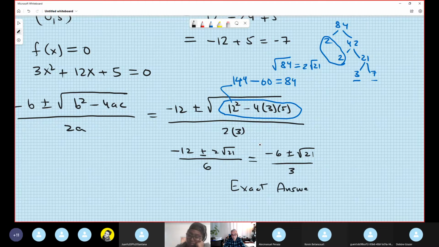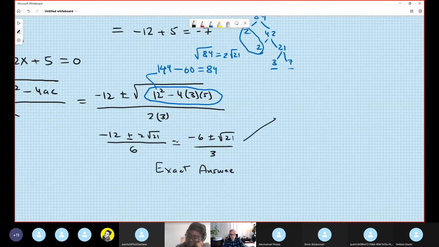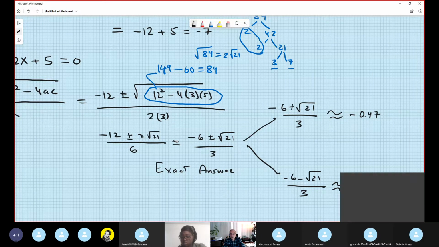But it's weird. Remember, my goal is to make a graph. To do the graph, I need a decimal approximation. I separate it into minus 6 plus radical 21 divided by 3, and minus 6 minus radical 21 divided by 3. And we compute the approximation on the calculator. The answer for the positive is negative 0.47, and for the double negative it is more negative, negative 3.53. Conclusion. We have two x-intercepts.